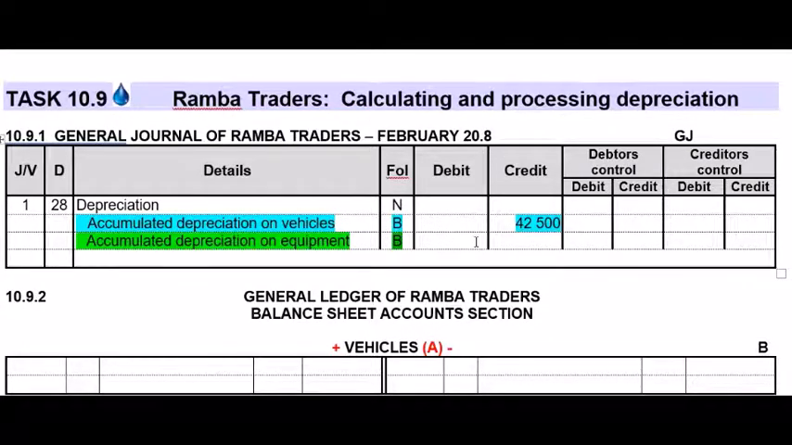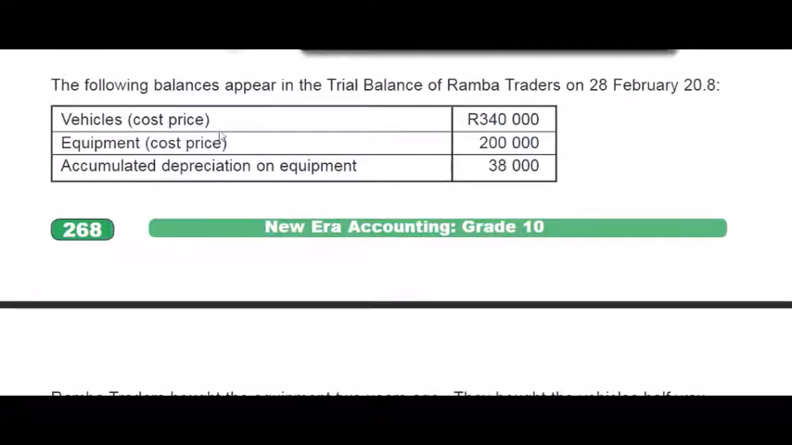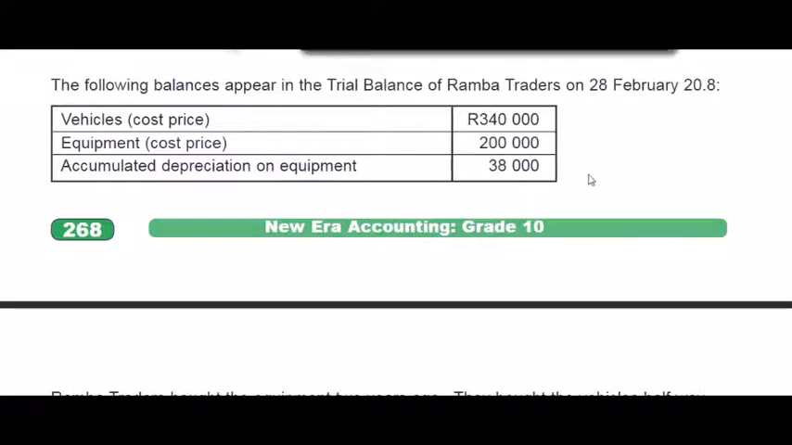It's on the diminishing balance method, so remember now we don't use the cost price of the equipment. That's why they gave us the cost price and the accumulated depreciation. So you'll use these two values to determine the carrying value, and then you will calculate depreciation on the carrying value like this.